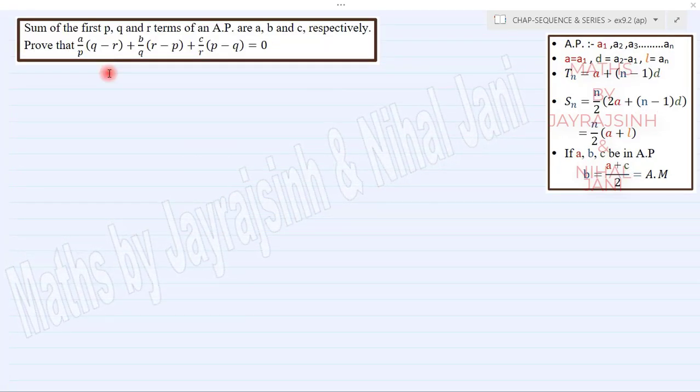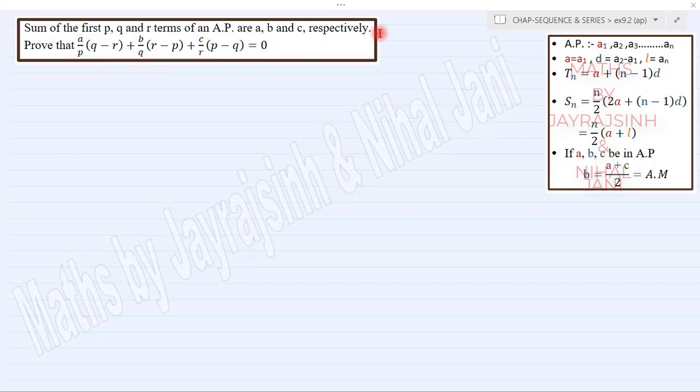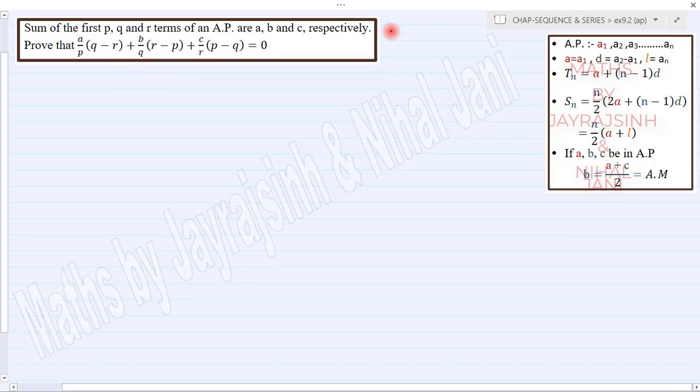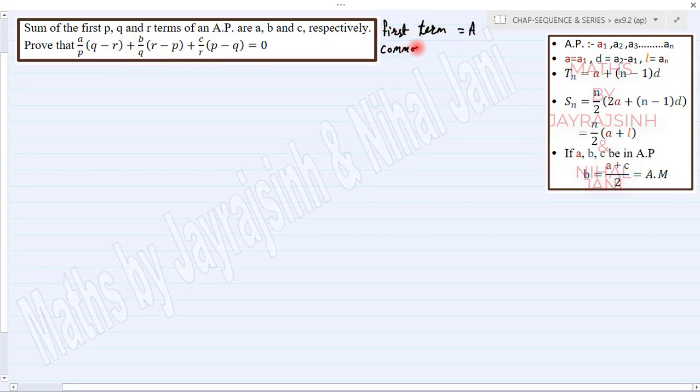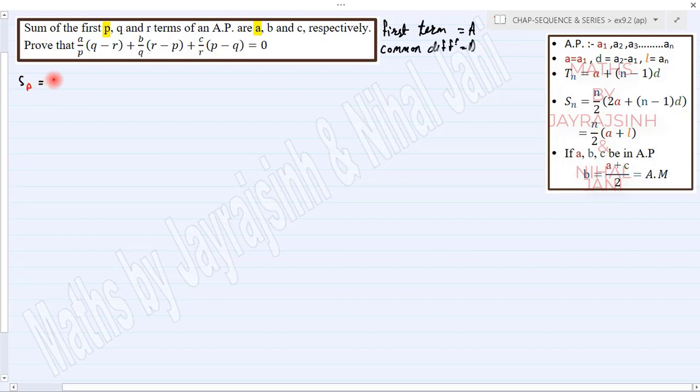In this question, it is given that the sum of first p, q and r terms in an AP are a, b, c respectively, and we have to prove this thing. So first of all, we have to assume that the first term of the AP is capital A and the common difference is capital D. Now, let's use the formula of sum of n terms, and it is given that the sum of first p terms is given as a.